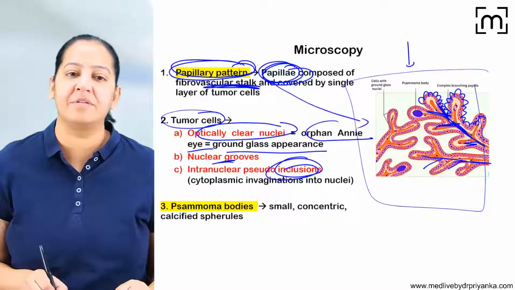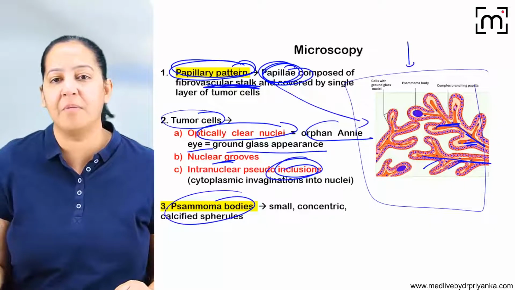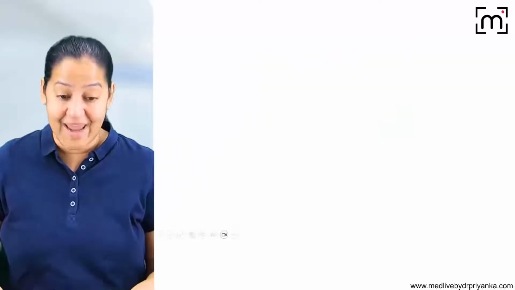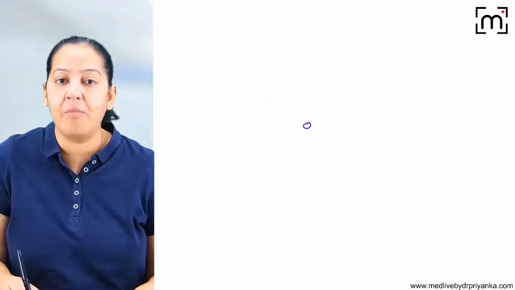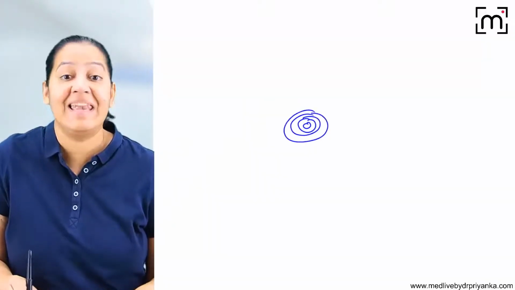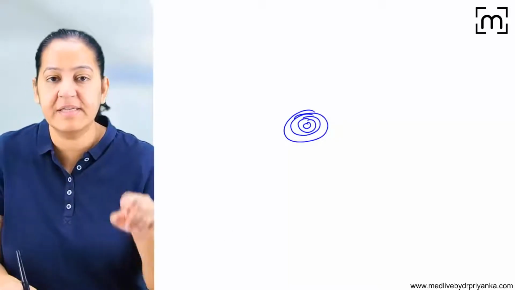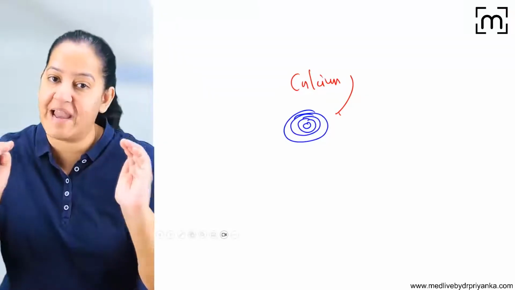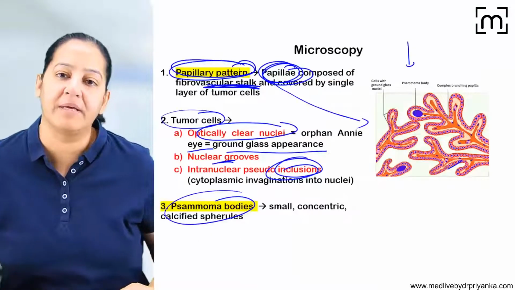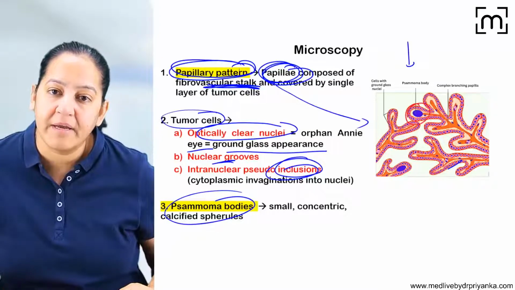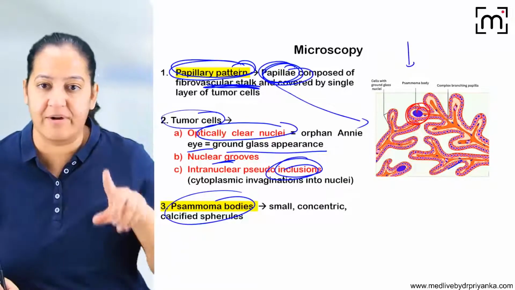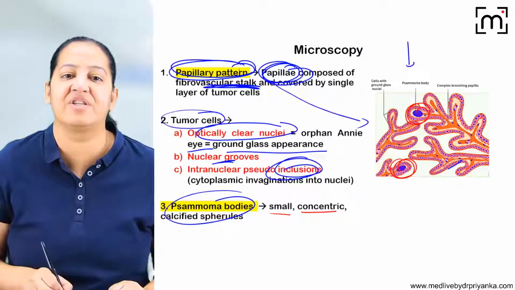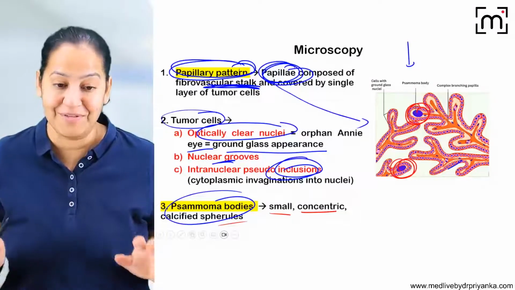And the last thing, sometimes Psammoma bodies are present. What is a Psammoma body? Psammoma body is calcification in the tumor. So sometimes the calcium gets deposited in the form of concentric, laminated rings. It is calcium. Calcium gets deposited in the form of concentric laminated rings. It is known as Psammoma body. So can you see this is a Psammoma body? It is the blue color concentric rings. This is the Psammoma body. So small concentric laminated calcification spherules are common. So that's all about the papillary carcinoma.